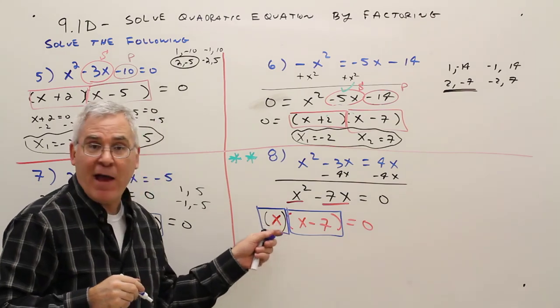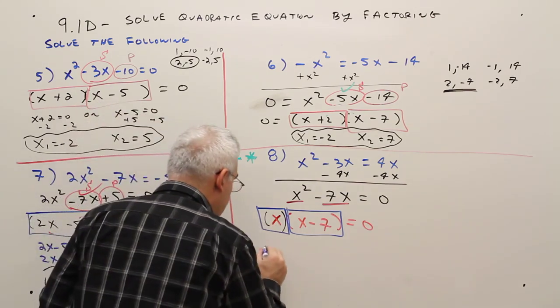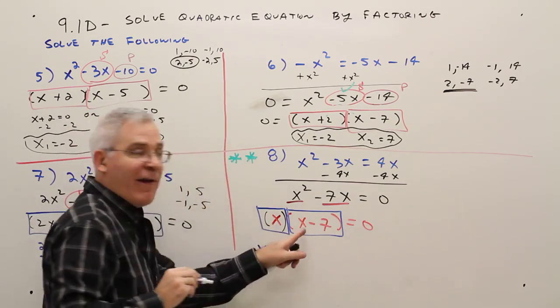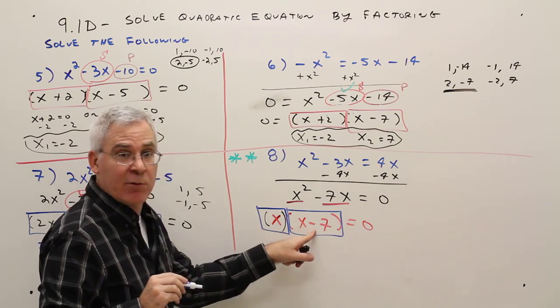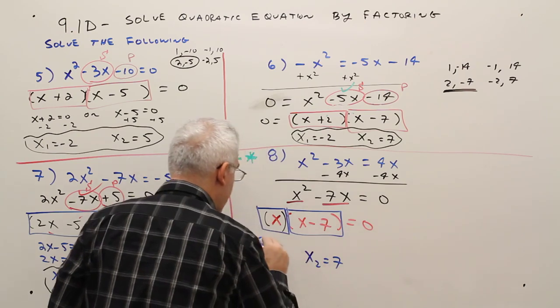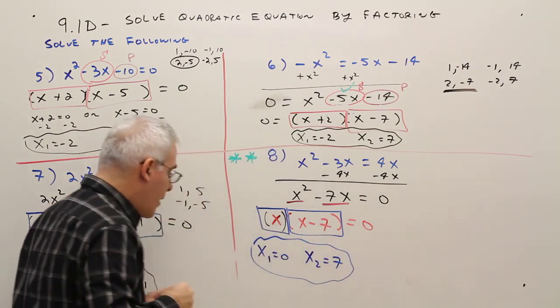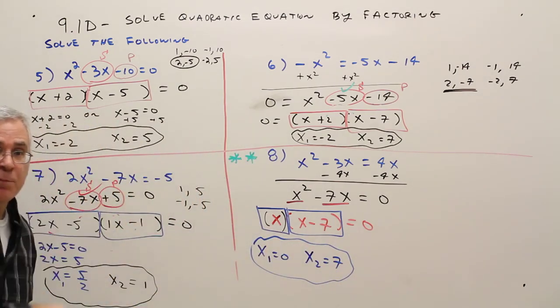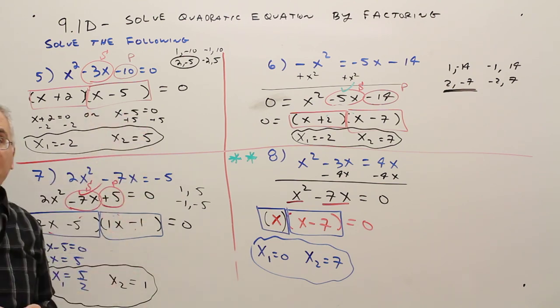For what value of x is x equal to 0? 0. For what value of x is x minus 7 equal to 0? 7. Done. I've got a couple more examples, but just for now, 4 examples on how to solve a quadratic by factoring.